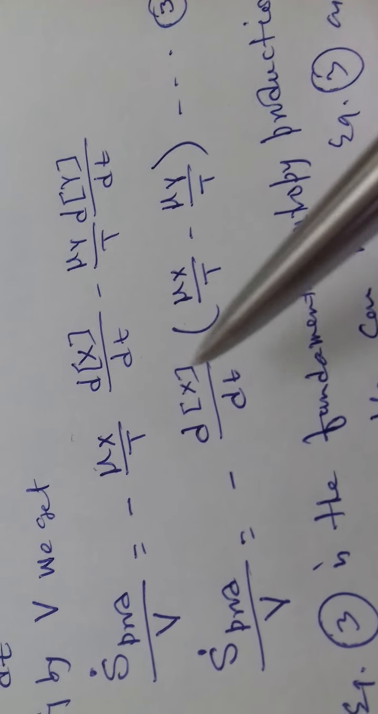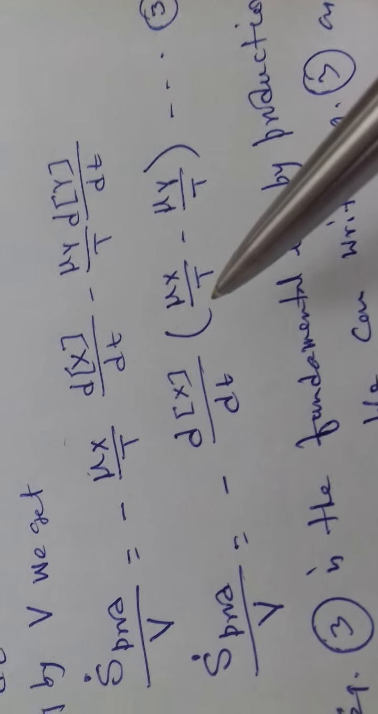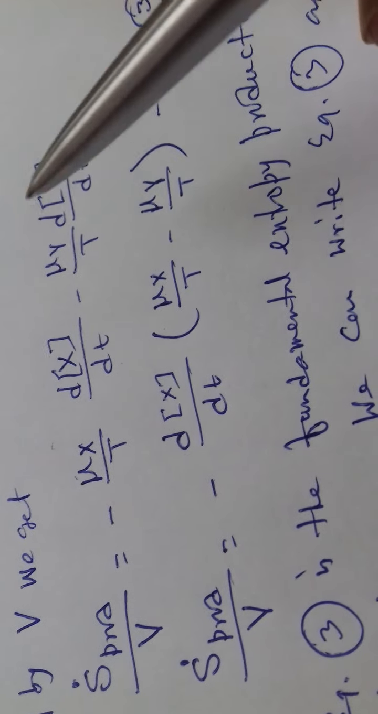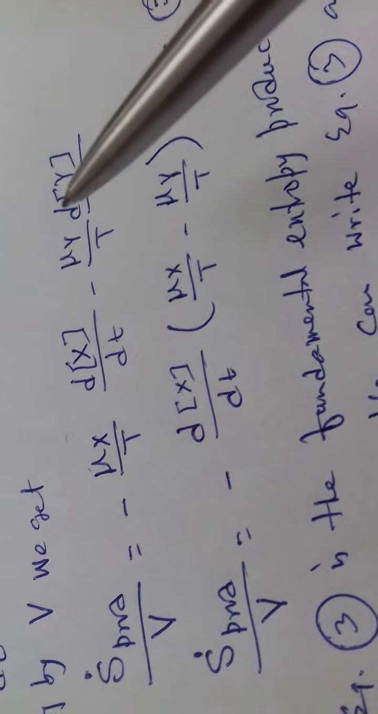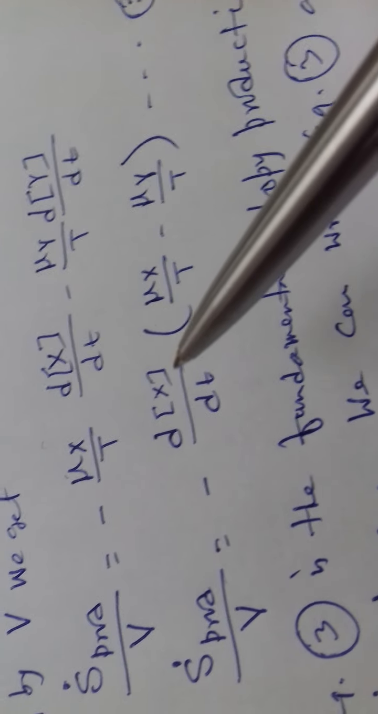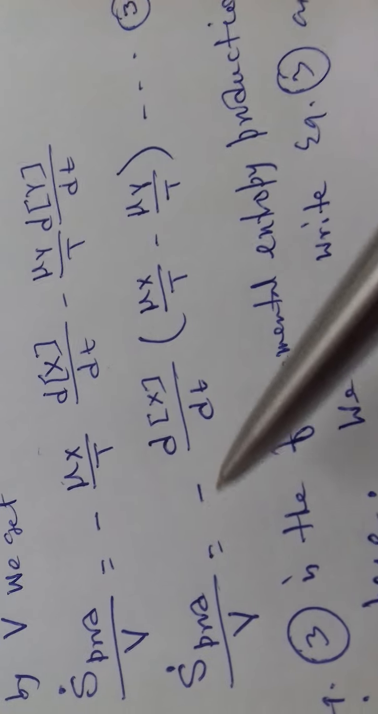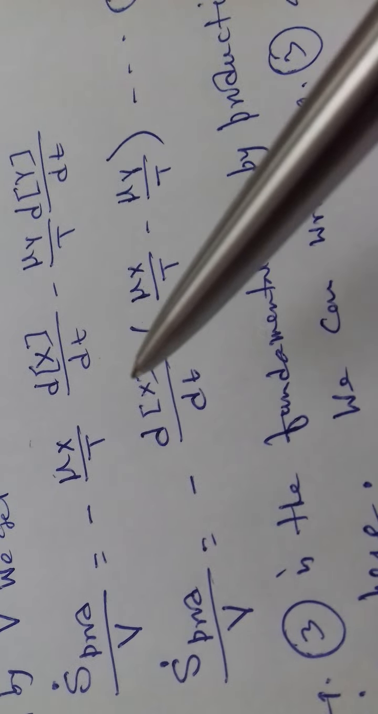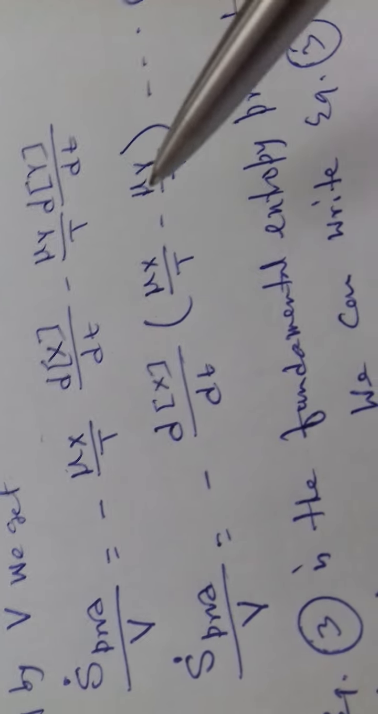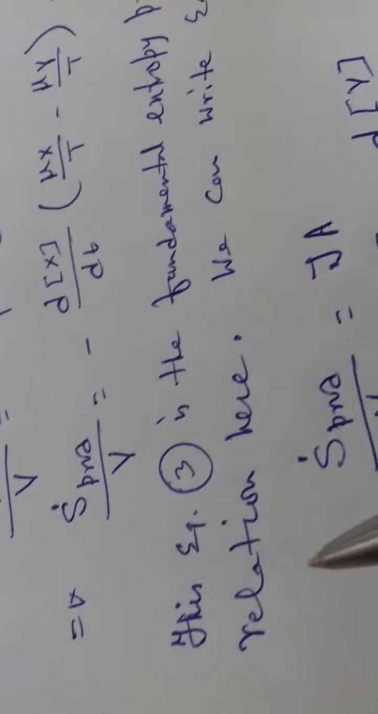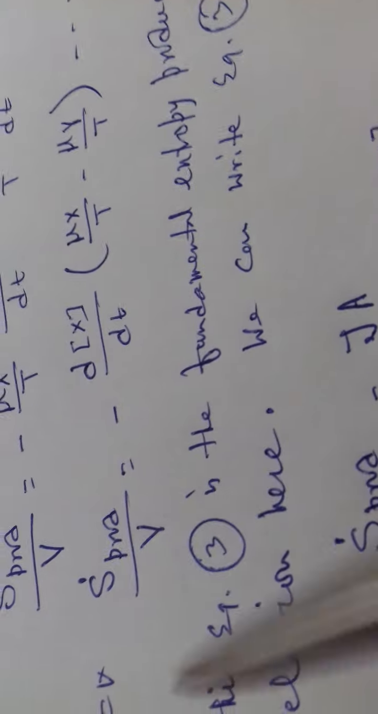As a result, you get S prod dot by V equal to minus dx by dt into mu x by T minus dy by dt into mu y by T. Once again, dy by dt equals minus dx by dt, which equals J. So S prod dot by V becomes minus dx by dt into mu x by T minus mu y by T. This is once again an important relationship. This is the fundamental entropy production relation. To derive the Onsager reciprocal relationship, this kind of fundamental entropy production equation will be used.